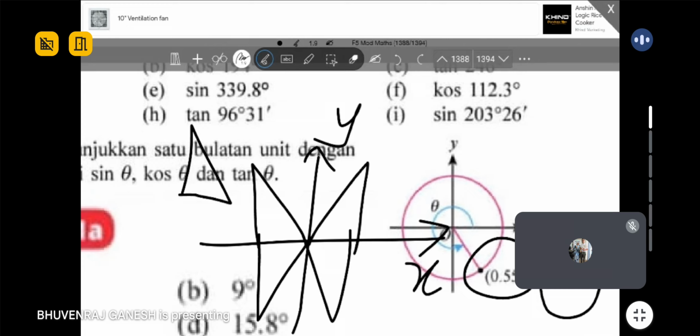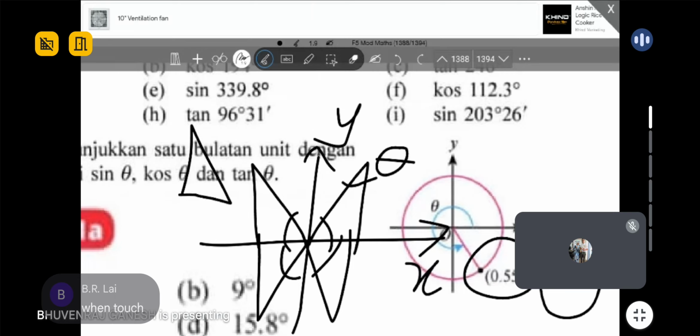Maybe my triangle changes. Maybe my angle is here now. Maybe my theta is here. Usually in this chapter, theta is here. Am I right? All the angles are referred to the x-axis. When touched, you use that formula: cos is equal to x, sine is equal to y. No touch, then you have to find out using your basic trigo knowledge.